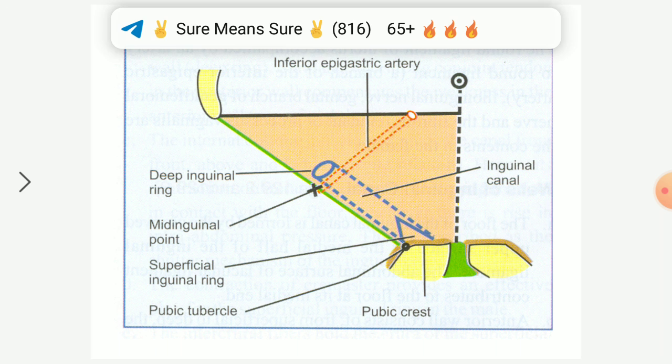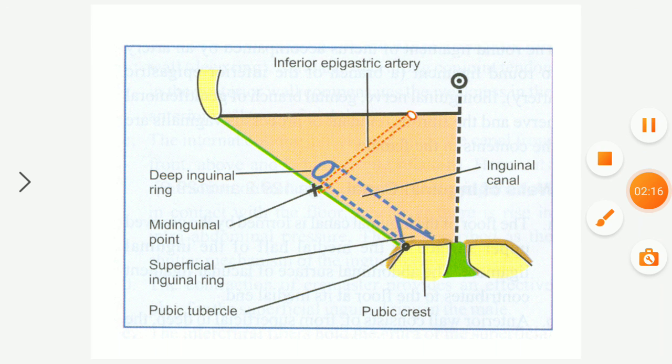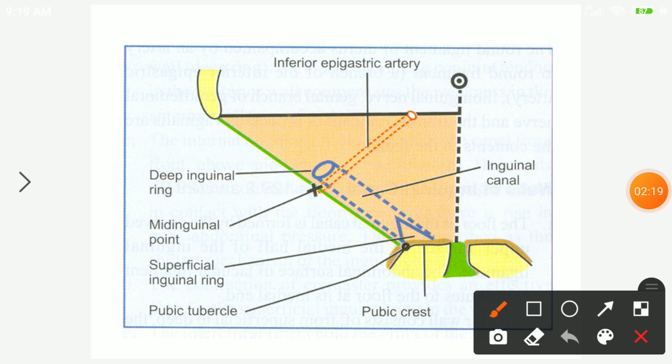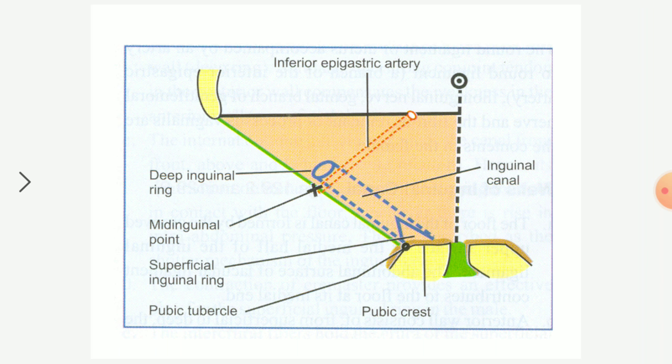We will revise again. I'll show you the superficial inguinal ring first, which is triangular in its shape, and this is the deep inguinal ring that is oval in shape. Now if you join these two, that will be the inguinal canal, that is about 4 centimeters in its length, present on the lower part of the abdomen. So this is about the inguinal canal with its two openings, superficial and deep inguinal ring.